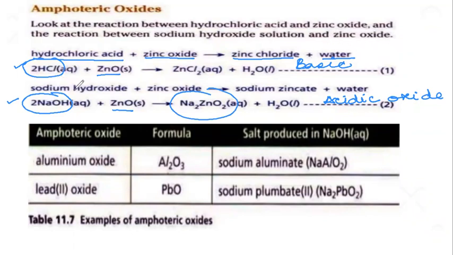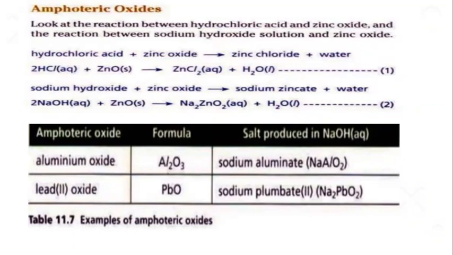Now the examiner never asks you for these equations; he only asks you the names of some of the amphoteric oxides. In your syllabus you have just three: zinc oxide, aluminium oxide, and lead oxide. Similarly, lead oxide and aluminium oxide will also form salts with NaOH, sodium aluminate and sodium plumbate, and with acids they will form aluminium chloride and lead chloride. So the examiner only asks you the three examples of amphoteric oxides which are in your syllabus.